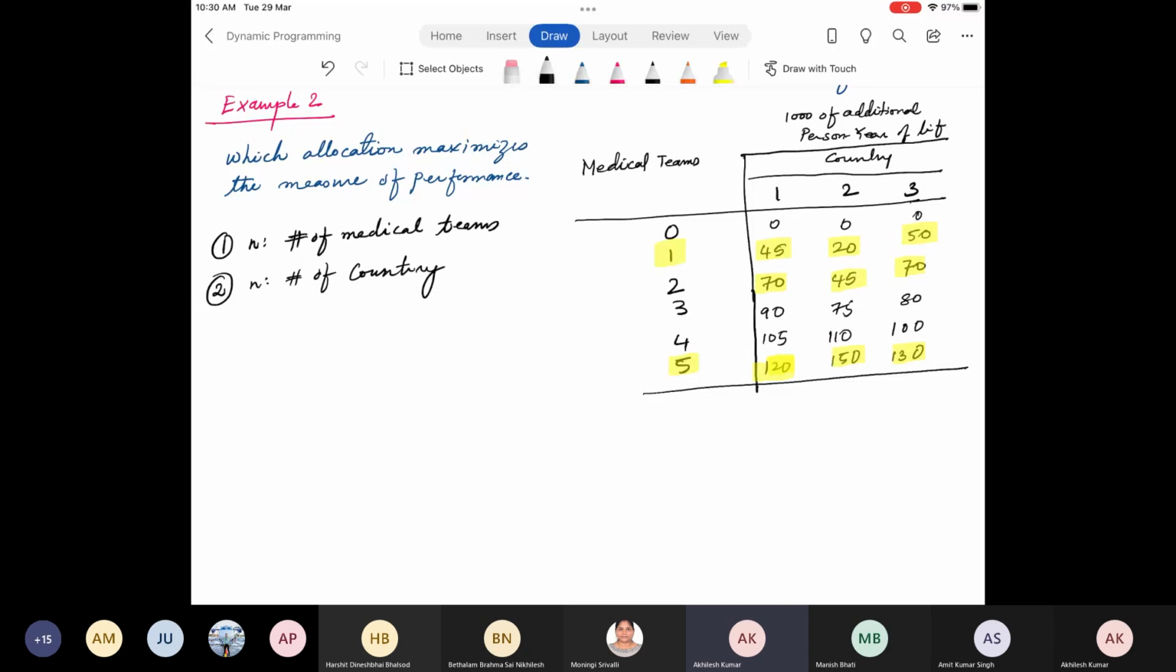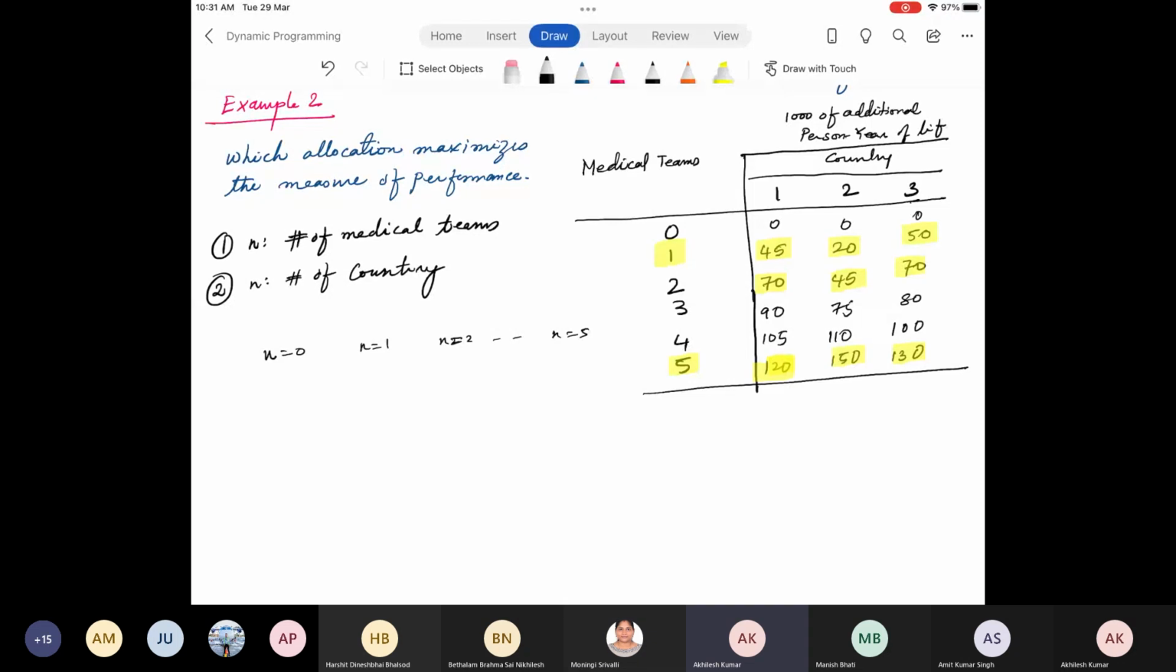If I define n as the number of medical teams, these are my stages. So we'll have n equals 0, 1, 2 till n equals 5. These are my stages. Now we relate the decision variable which changes the state from one stage to another stage. You agree? Yes, sir.